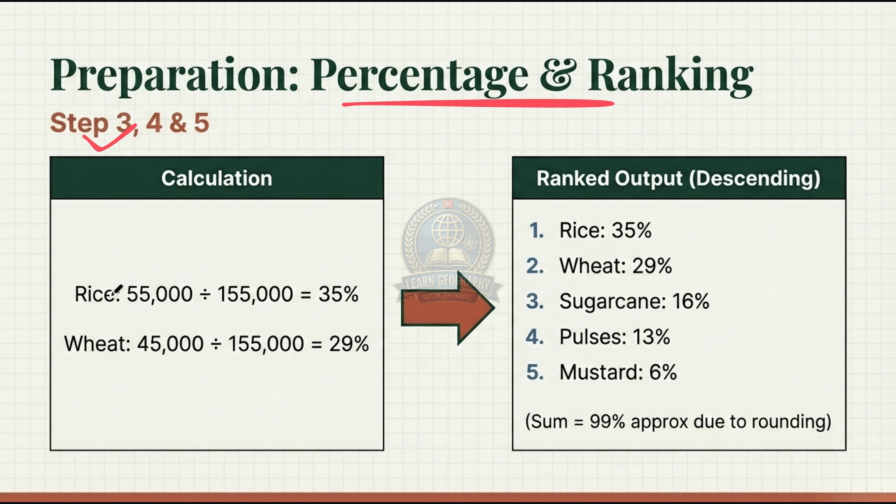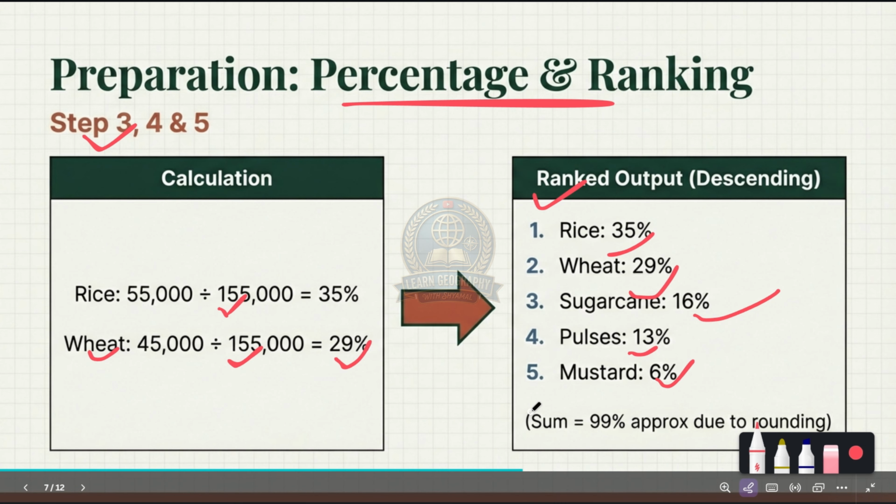Now the preparation, percentage and ranking in steps 3, 4 and 5. Calculation: rice is equal to 55,000 divided by total, that means 1,55,000, is equal to 35%. Similarly, wheat 45,000 divided by total, that means 1,55,000, is equal to 29%. Okay, ranked output in descending order: rice 35%, wheat 29%, sugarcane 16%, pulses 13%, and mustard 6%. Okay, summation is approximately 99% due to rounding of percentages.